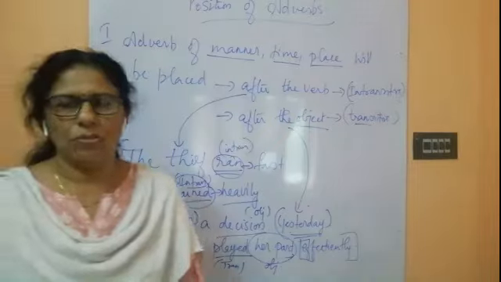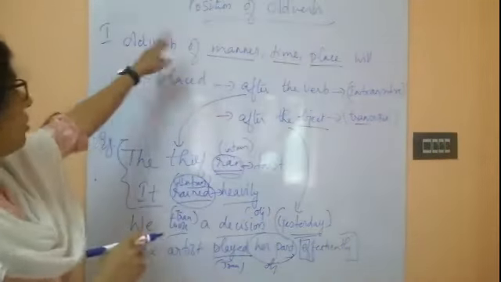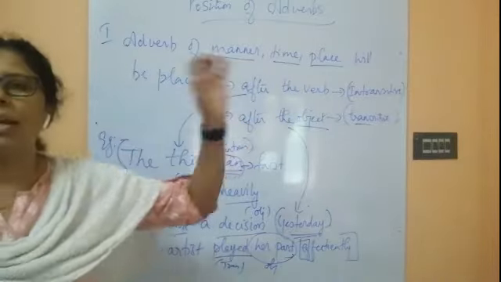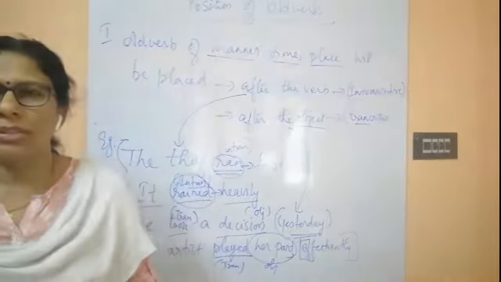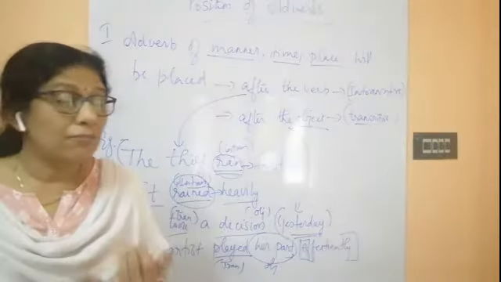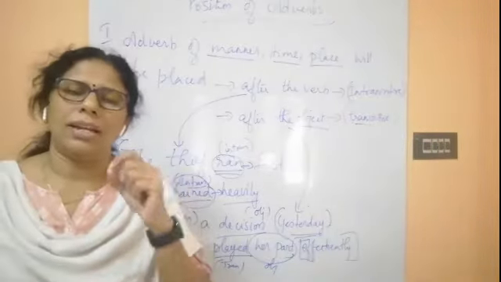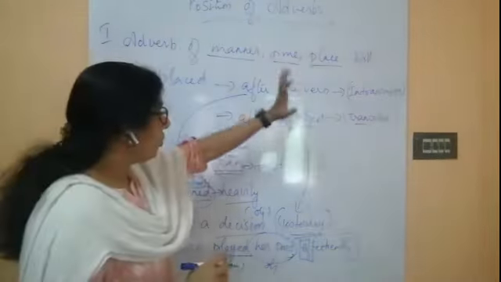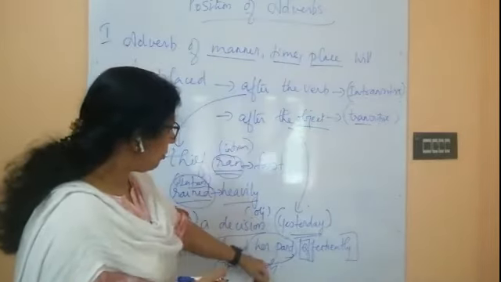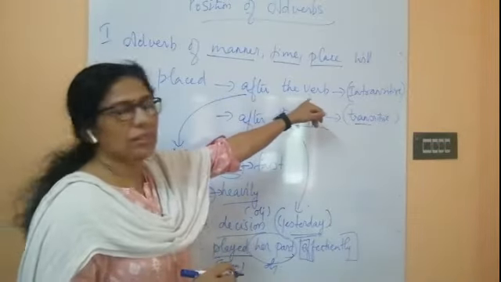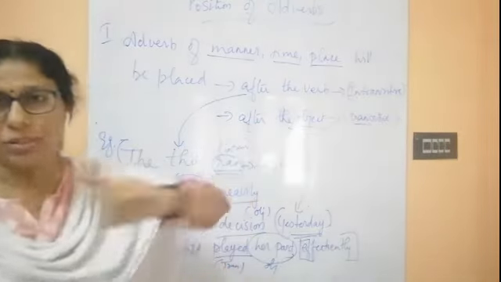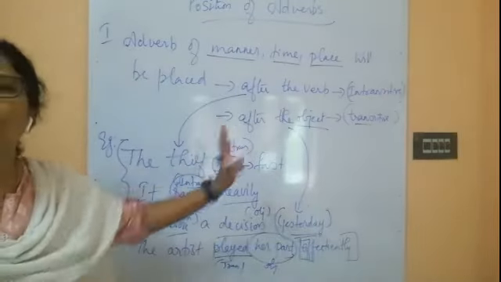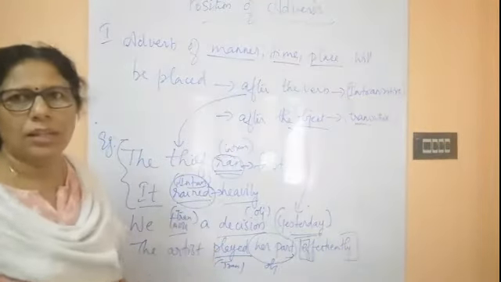I hope it is clear to all of you. So the first rule: the adverb of manner, time and place will be placed after the verb if it is intransitive, and after the object if it is transitive. So if the verb is transitive, the adverb will be placed after the object, and if the verb is intransitive, it will be placed after the verb. That is the first rule that you have to keep in mind. Please do copy all these examples and the first rule. I hope it is clear to all of you.